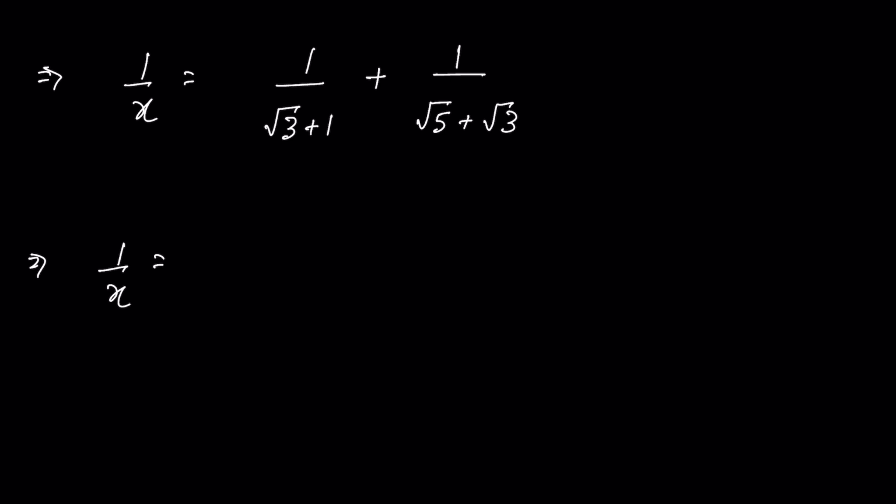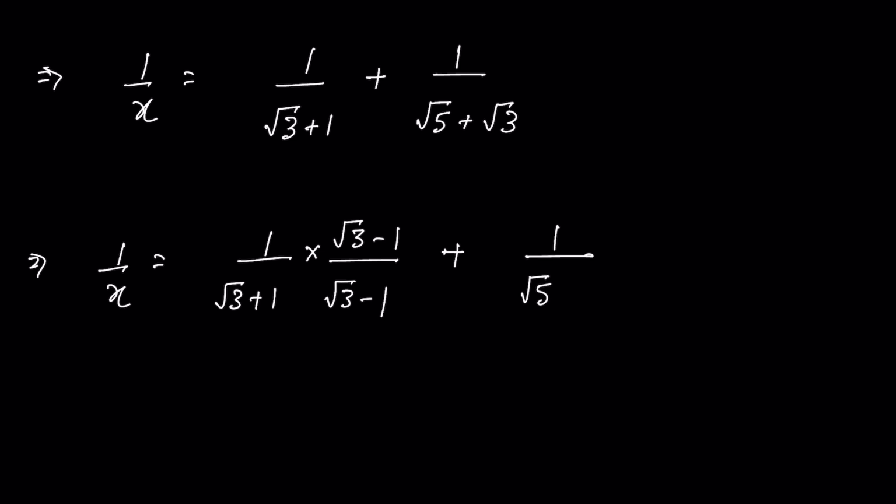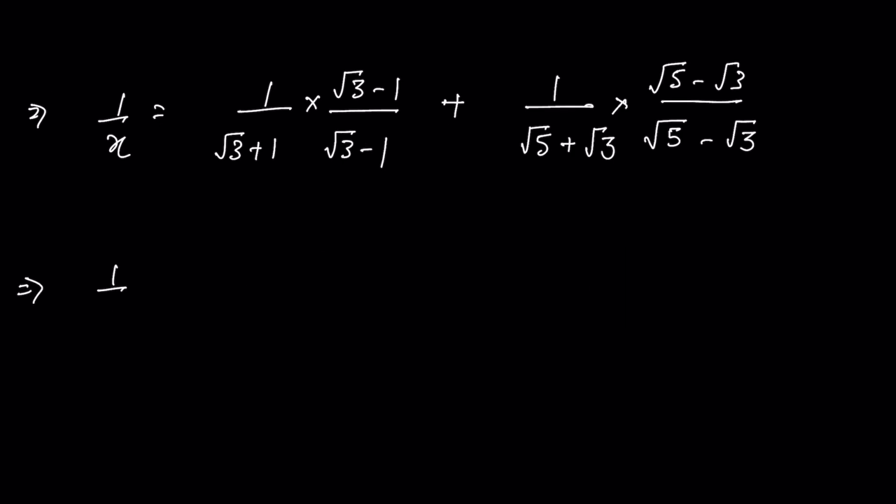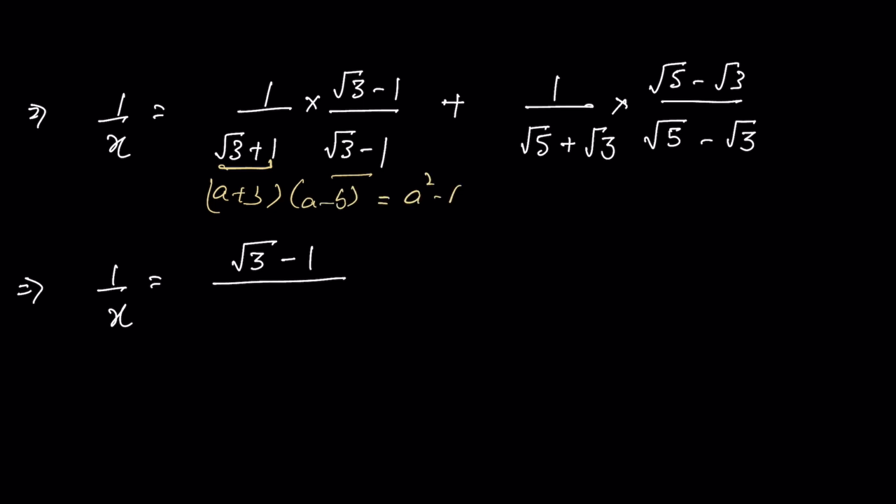For that, we multiply and divide by the conjugate of the denominator. Conjugate of square root of 3 plus 1 will be square root of 3 minus 1. Then plus, here also let's rationalize the denominator. Conjugate of square root of 5 plus square root of 3 will be square root of 5 minus square root of 3, or 1 upon x equals to square root of 3 minus 1 upon, this is in the form of a plus b times a minus b.